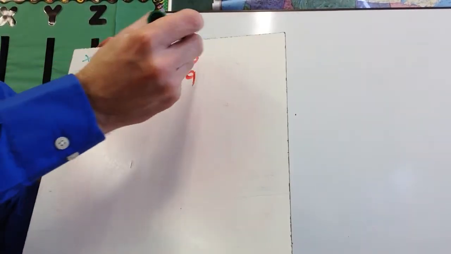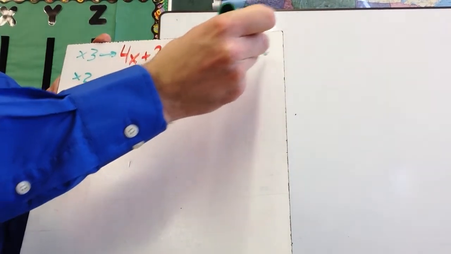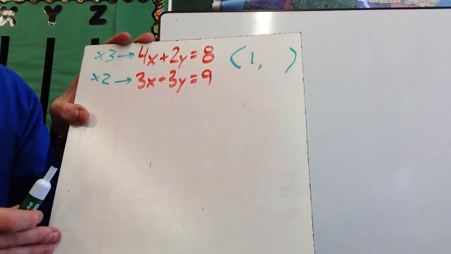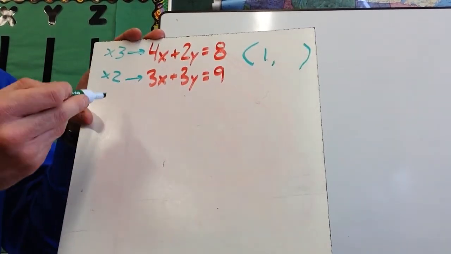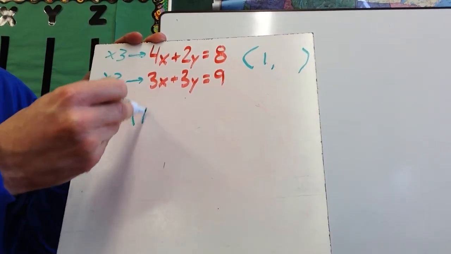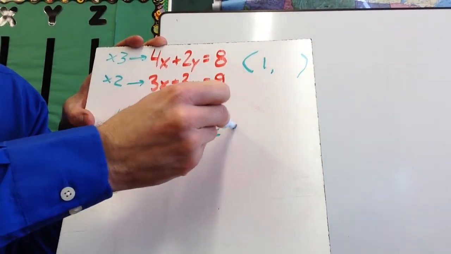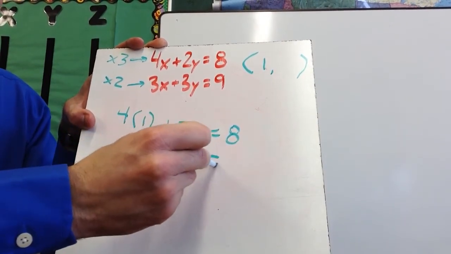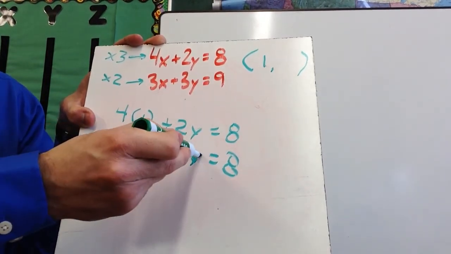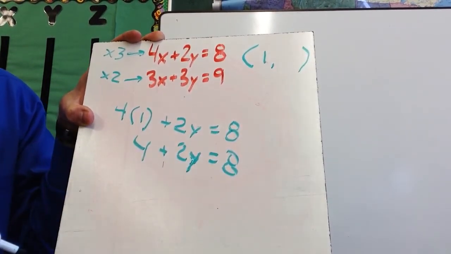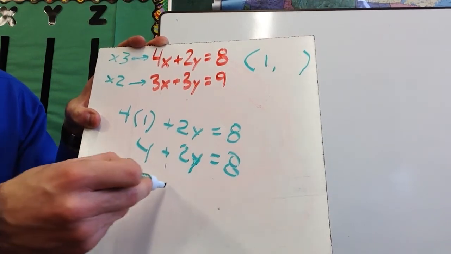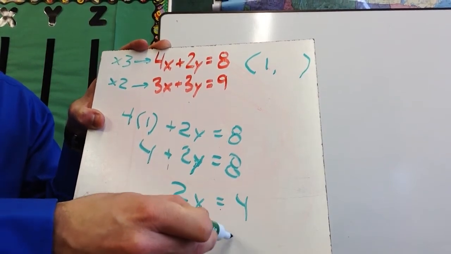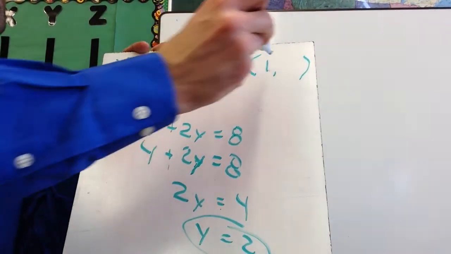So I now know that x is 1. The question is, what is y? So I can take that 1 and substitute into either of the two equations. Since I did the bottom equation last time, let's work with the top equation this time. 4 times 1 plus 2y equals 8. So this is 4 plus 2y equals 8. Subtract 4 from both sides, and I end up with 2y equals 4. And then I divide by 2, and y is 2. So I know my answer is 1, 2.